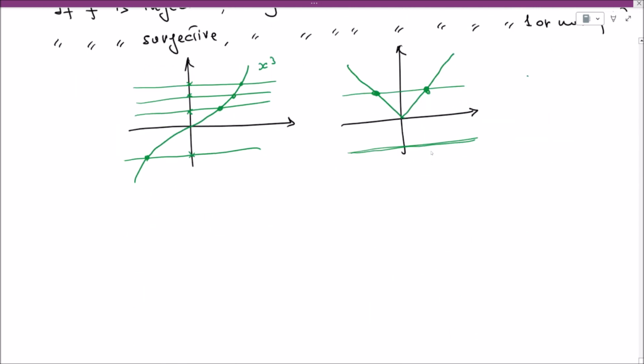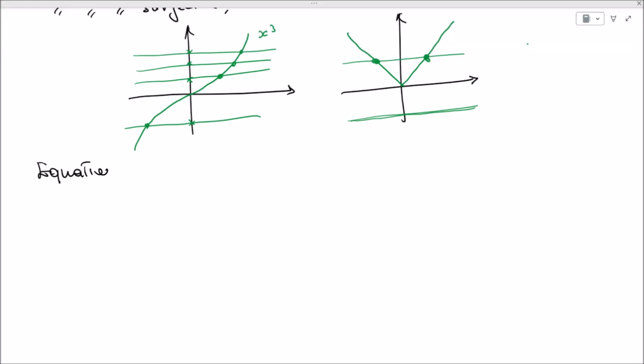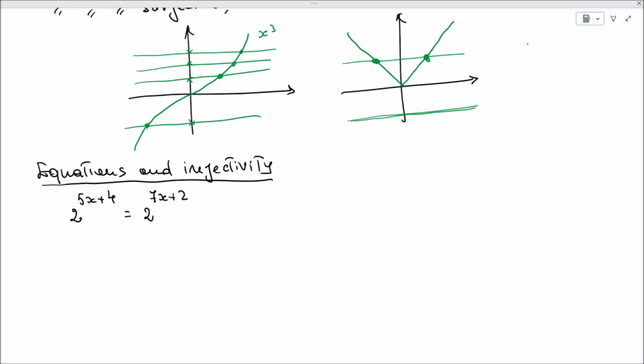Now, in the last part of this lecture, what I want to do is make a connection between equations and injectivity. This is just to highlight the importance of injectivity when solving equations. For example, let's consider the following exponential equation: 2 to the 5x plus 4 equal to 2 to the 7x plus 2. How do we solve an equation like this? Usually we say, if the left hand side has to be equal to the right hand side, that means that 5x plus 4 is equal to 7x plus 2. And then, of course, we solve this very simple equation.